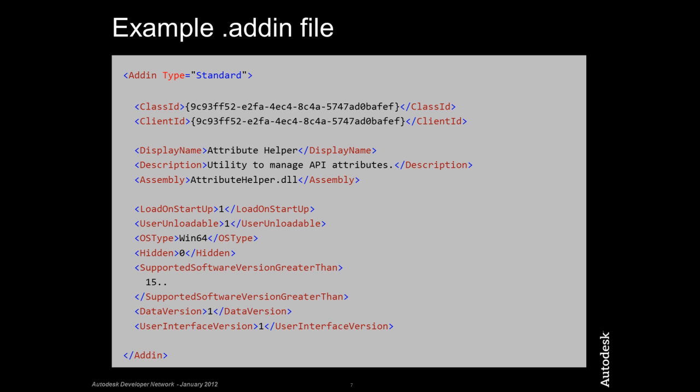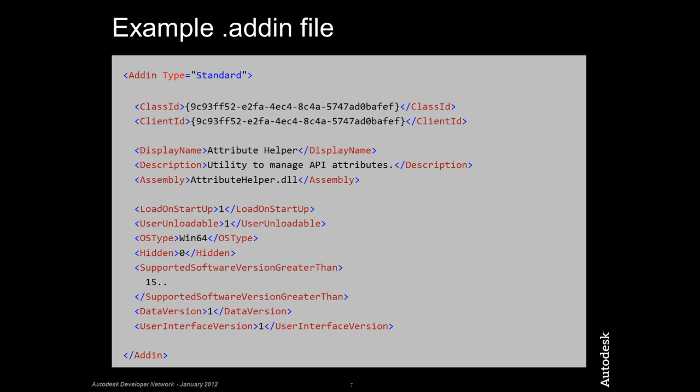Then the assembly tag specifies the location of the add-in DLL. This path can be defined absolutely, or it can be defined relatively to the location of the .addin file. We have other classic tags you may know, like load on startup, user unloadable, supported software version, and so on. Those are classic fields that used to be written in the registry.